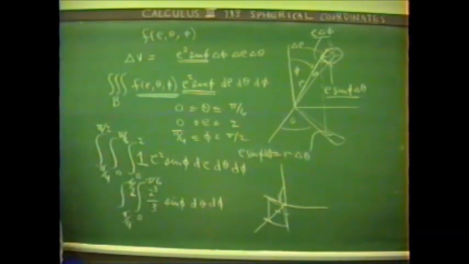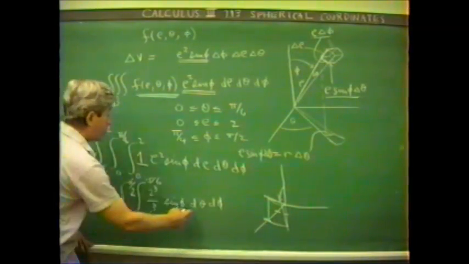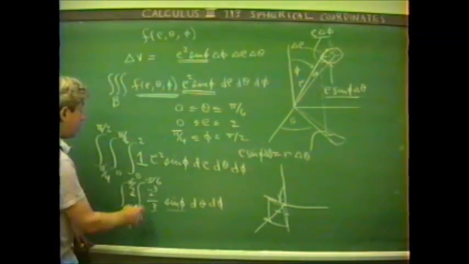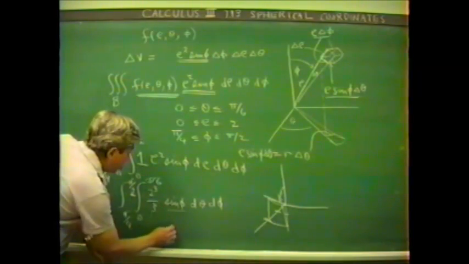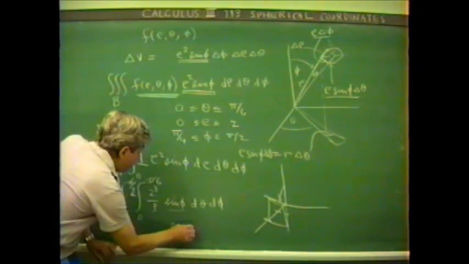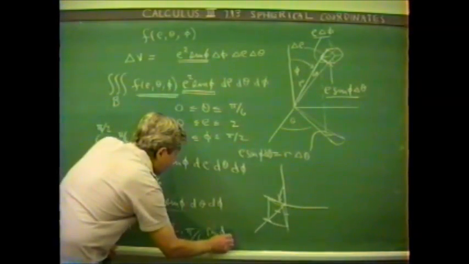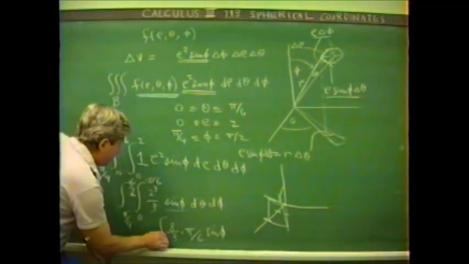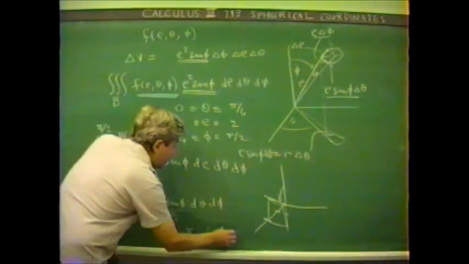Right? The integral of this with respect to theta, this phi is fixed in here, so it's just sine phi times theta. When we evaluate that from 0 to pi over 6, we're going to get 2 cubed over 3, or 8/3, times pi over 6, times sine phi. We want to integrate that from pi over 4 to pi over 2 with respect to phi.